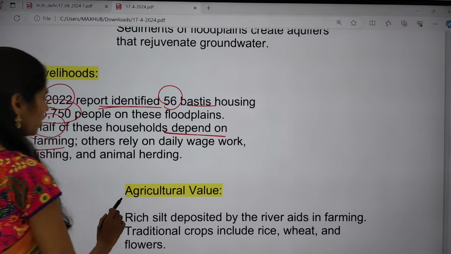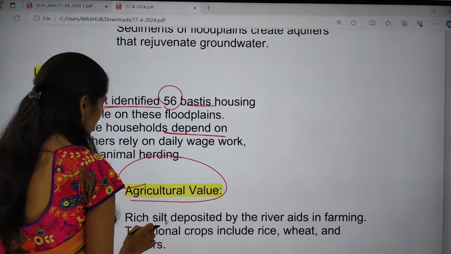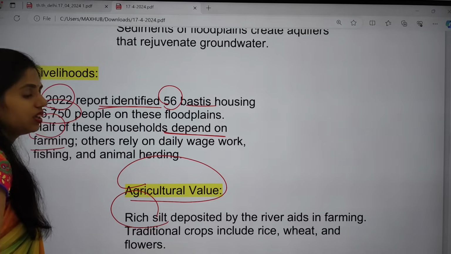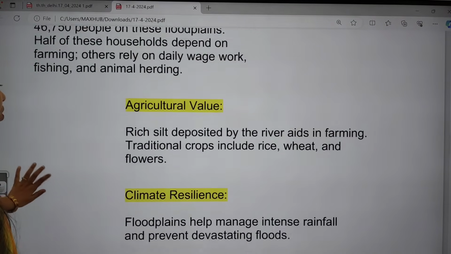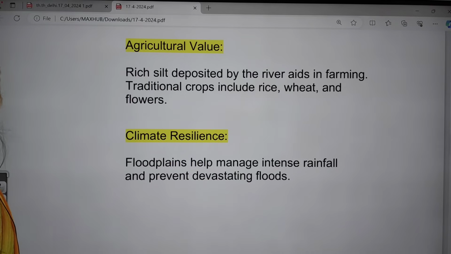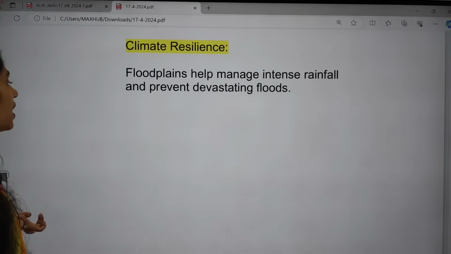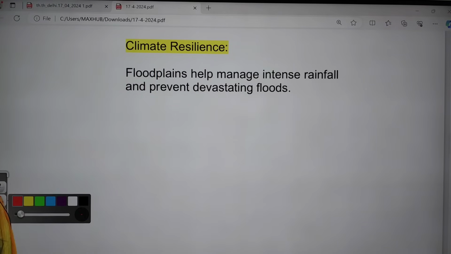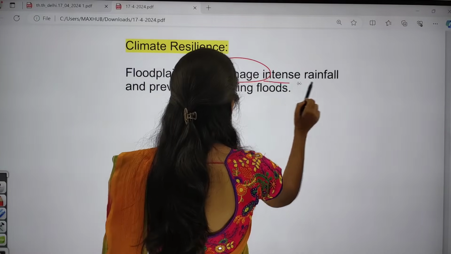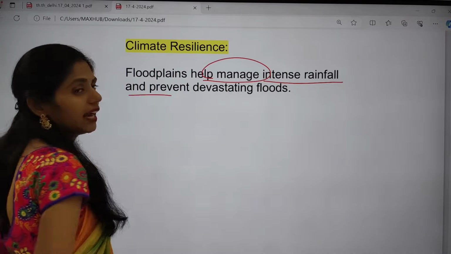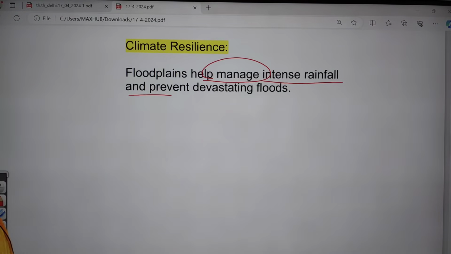Regarding agricultural value, the rich silt deposited by the river helps in good farming, and we can grow traditional crops like rice, wheat and flowers. The next one is climate resilience. Floodplains are very helpful in managing intense rainfall and even in preventing devastating floods.